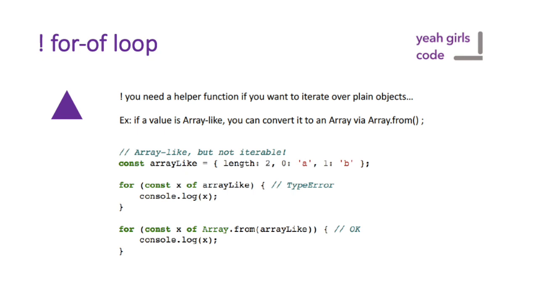So you need to be careful indeed, because you need a helper function if you want to iterate over plain objects. For example, if a value is array-like, you can convert it into an array via Array.from. So for example, const arrayLike, then you have this object, length 2, 0: a, 1: b, and then if you write for (const x of arrayLike), it throws an error. So you should do for (const x of Array.from(arrayLike)) and then console.log, because you're creating an array.